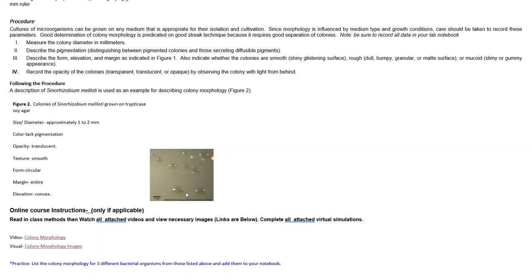Opacity, they decided it is translucent for the most part. Texture, smooth, that's good. You could describe that as rough or whatever. The form they've said is circular, and that's pretty reasonable. The margin, the edges, are entire. It looks unbroken, and I agree with that. And then something that we can sort of see, but we would probably need to look at it from the side. They've decided that the elevation is convex.